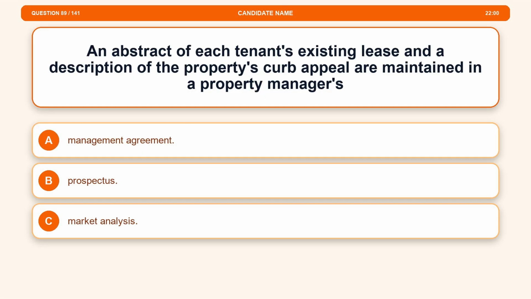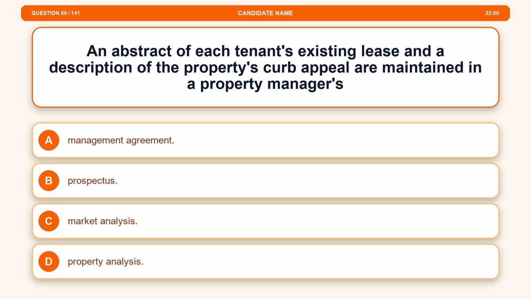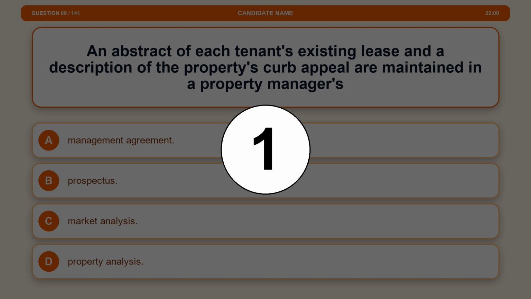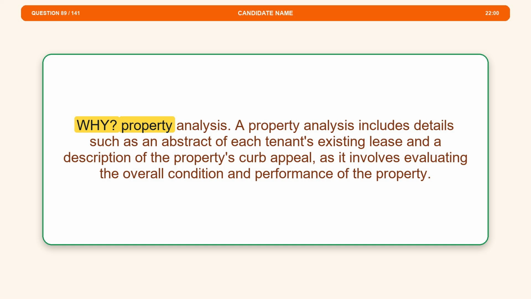Question 89. An abstract of each tenant's existing lease and a description of the property's curb appeal are maintained in a property manager's. Option A, management agreement. Option B, prospectus. Option C, market analysis. Option D, property analysis. The correct answer is option D, property analysis. A property analysis includes details such as an abstract of each tenant's existing lease and a description of the property's curb appeal, as it involves evaluating the overall condition and performance of the property.